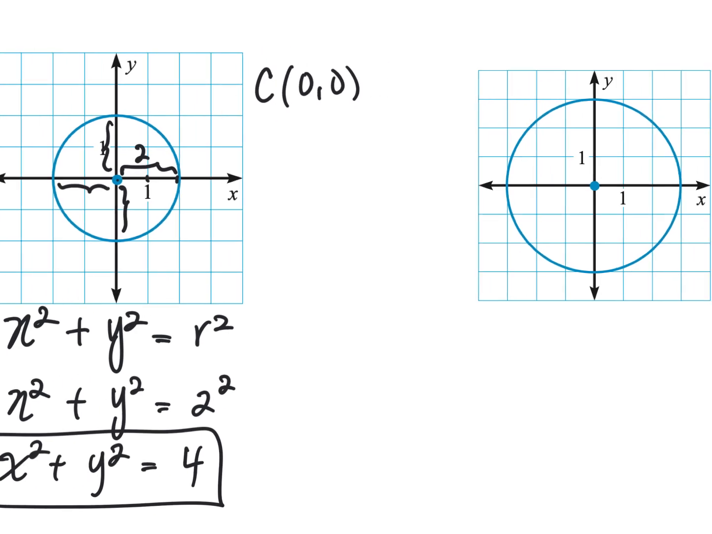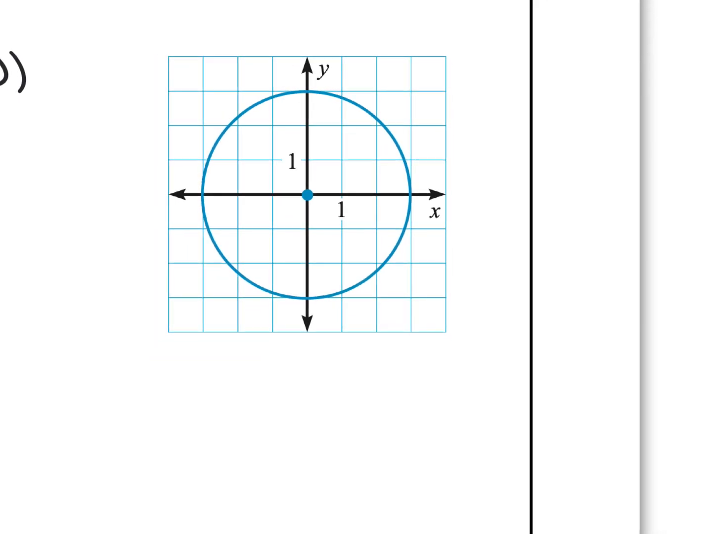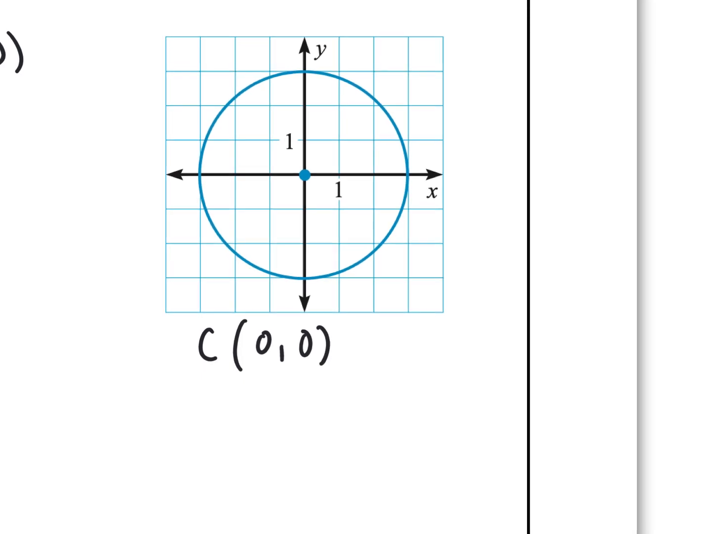Okay, let's go for one more example here. Let's write the equation of this circle that is centered at (0, 0), or the point of origin. Let's count the number of units for its radius. From the center to here, it's going to be 1, 2, 3. So this is going to be 3 units. This is 3 units, this is 3 units, and this is 3 units.